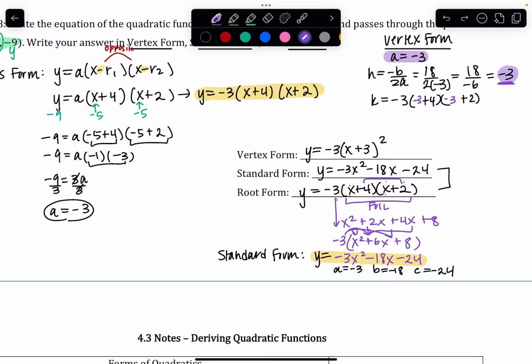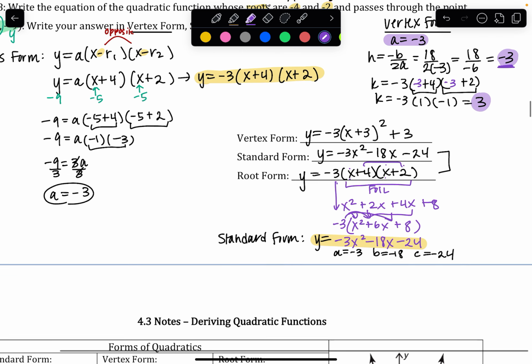Okay, and so now when we simplify, -3 plus 4 is +1. -3 plus 2 is -1, which gives us -3 times -1, which is +3. So our K is +3.